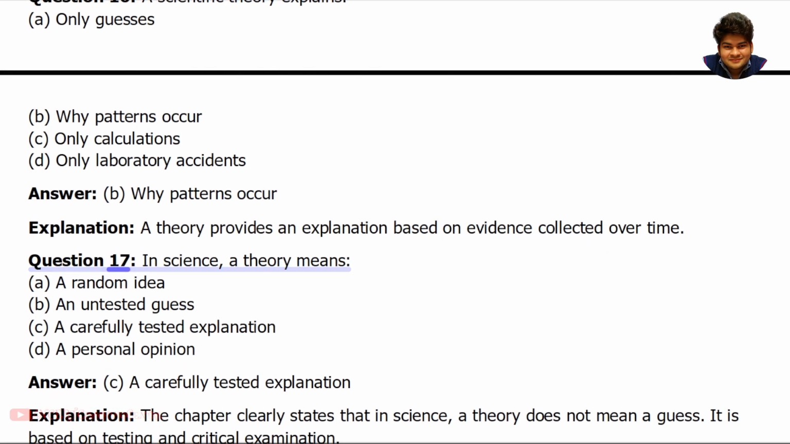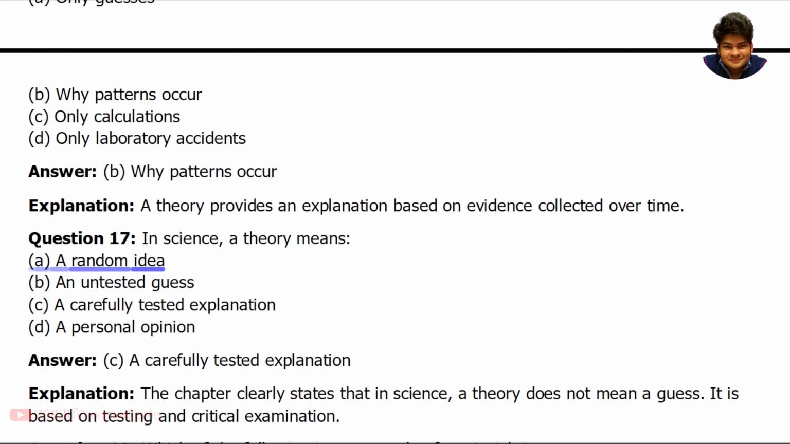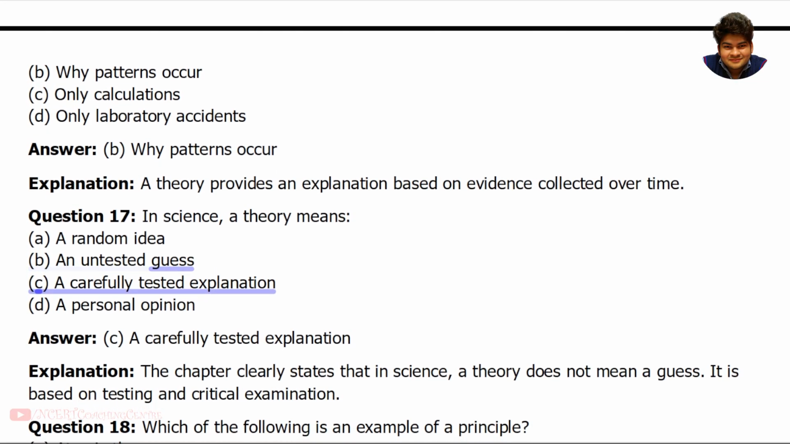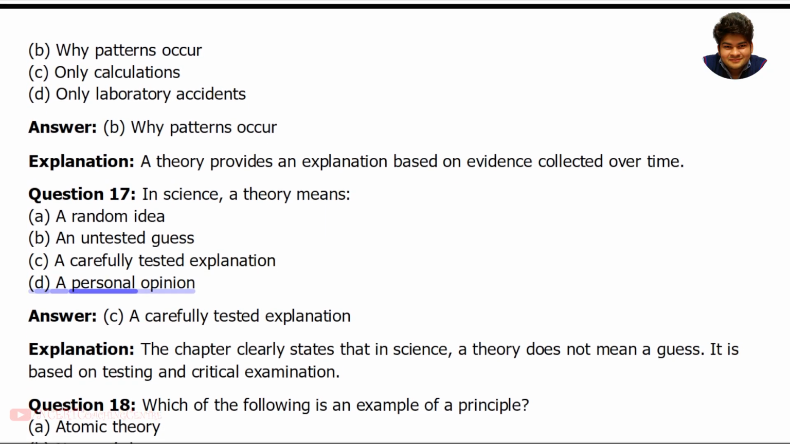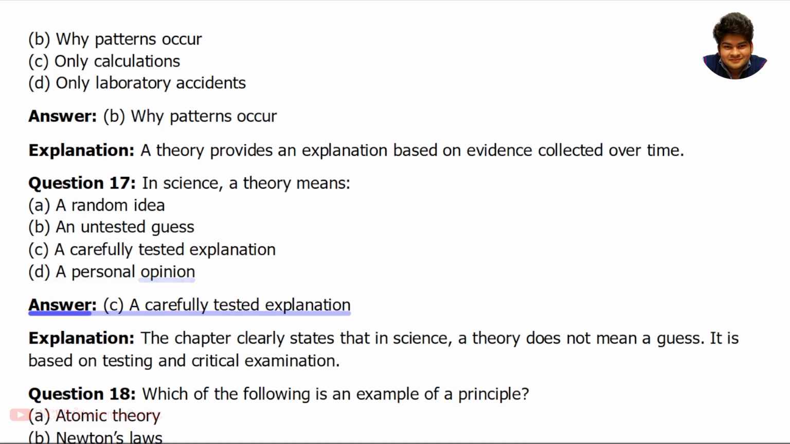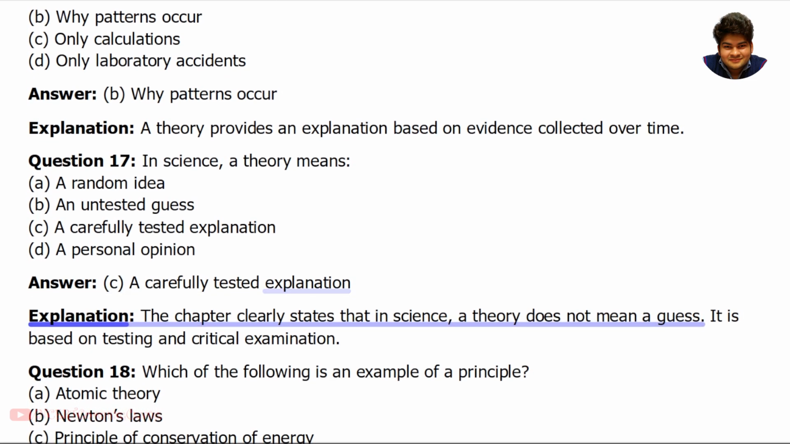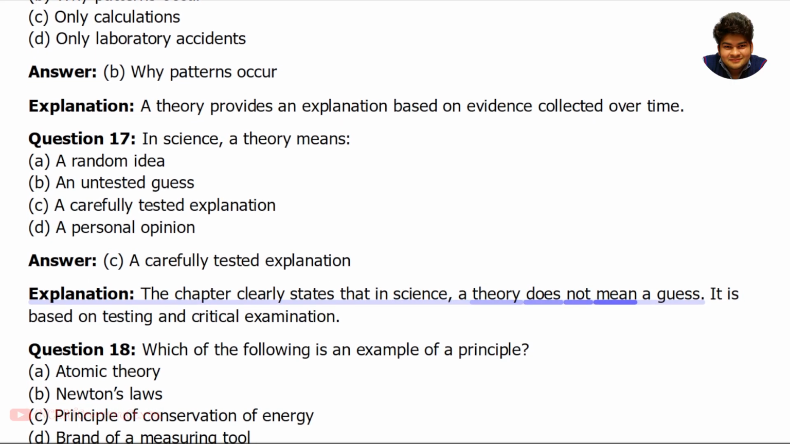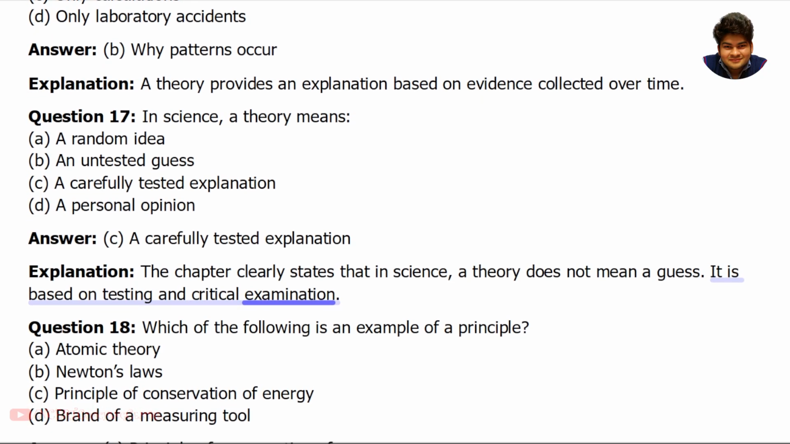Question 17. In science, a theory means: A. A random idea. B. An untested guess. C. A carefully tested explanation. D. A personal opinion. Answer: C. A carefully tested explanation. Explanation: the chapter clearly states that in science, a theory does not mean a guess. It is based on testing and critical examination.